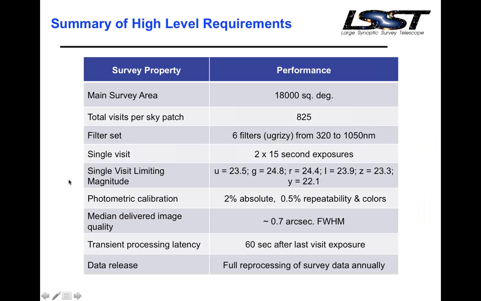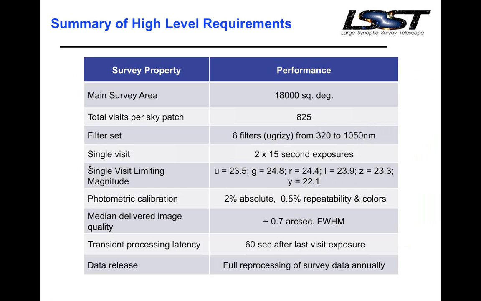A lot of the science that we hope to do with LSST depends sensitively on our calibration, in particular the photometric calibration. And so we've adopted tough requirements on that. 2% absolute photometry and better than 0.5% repeatability for the time domain survey and the comparison of different colors for things like deriving photometric redshifts.